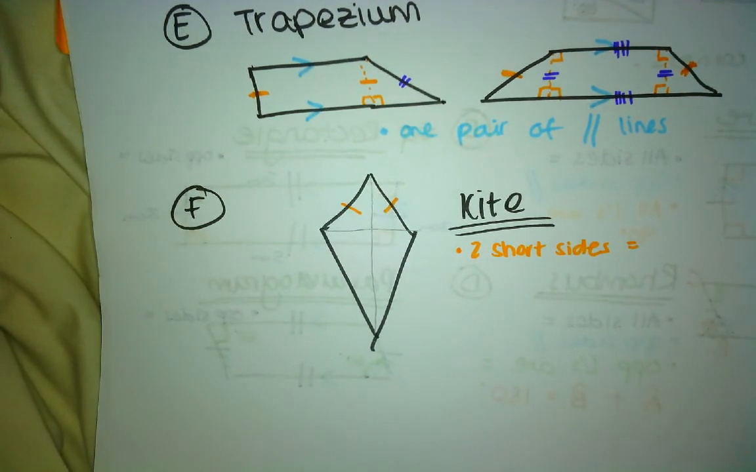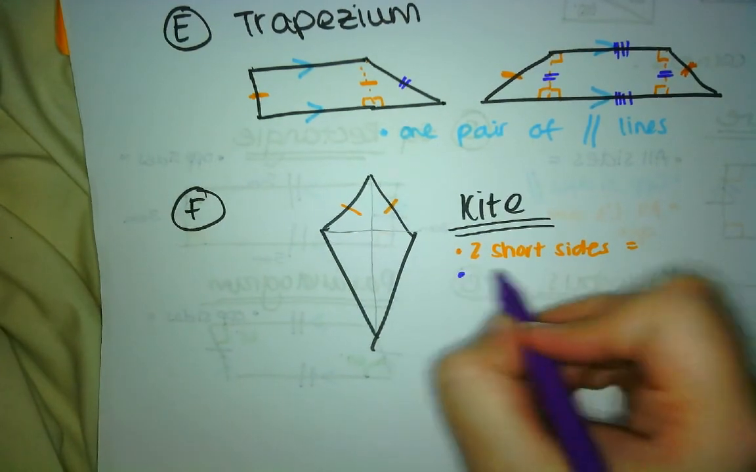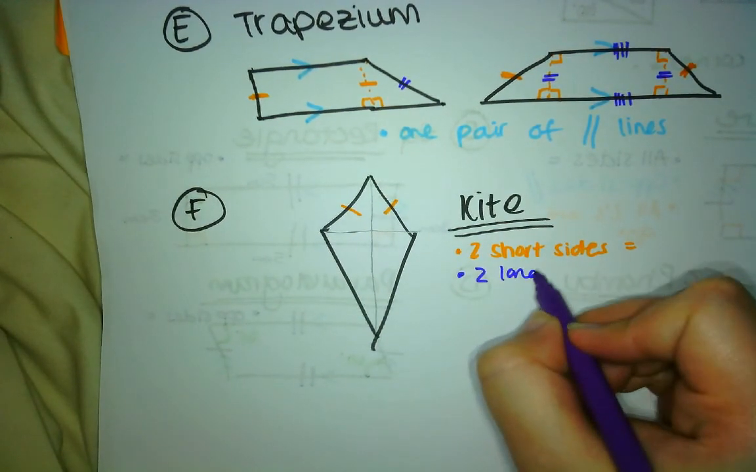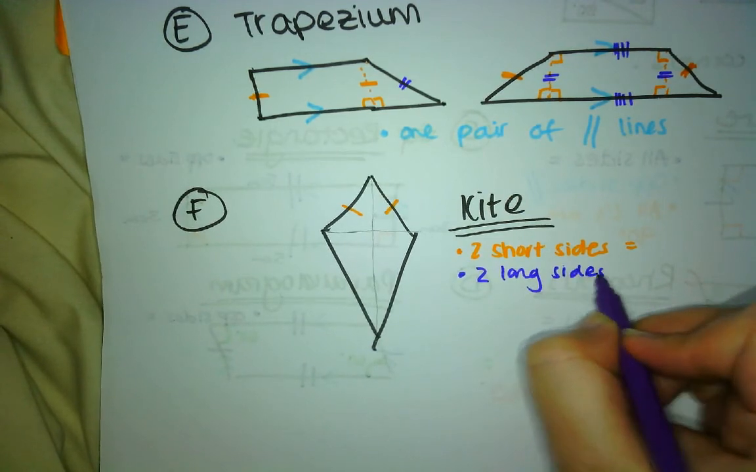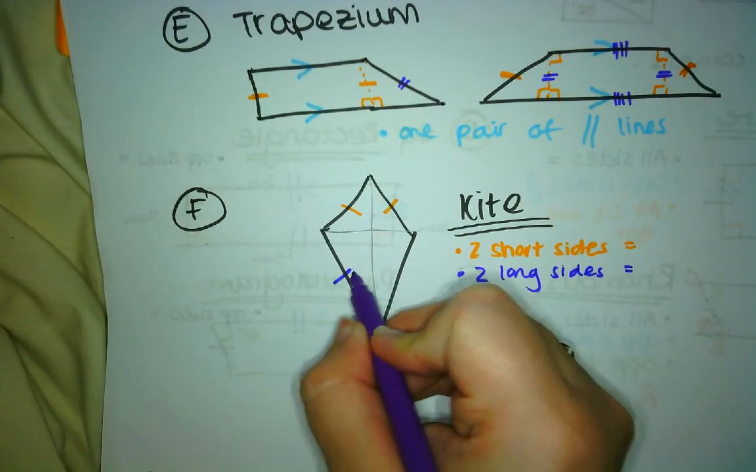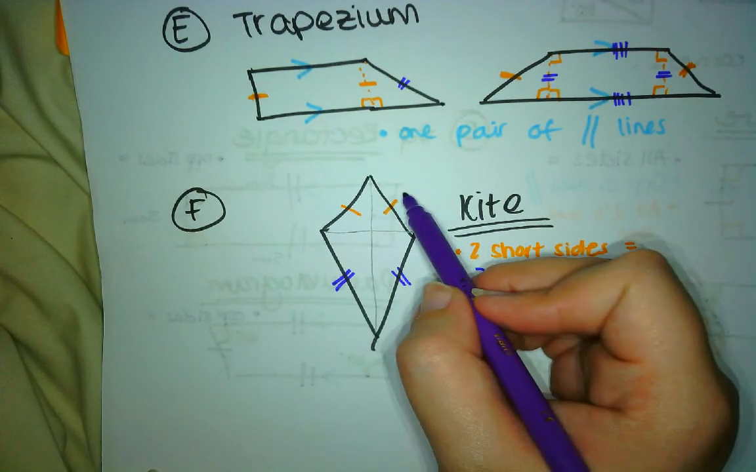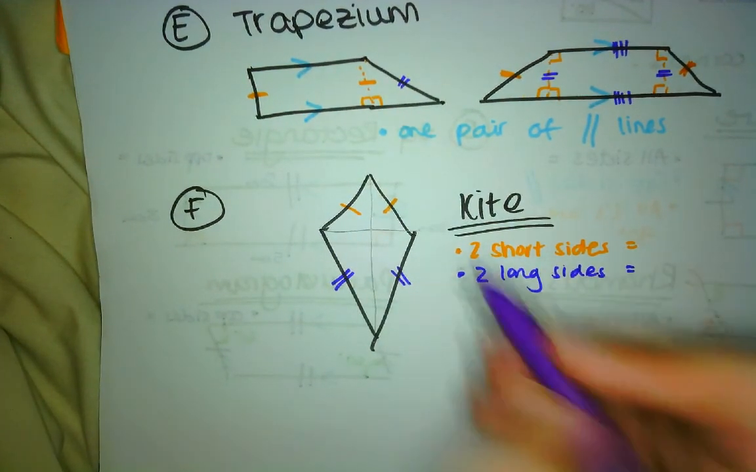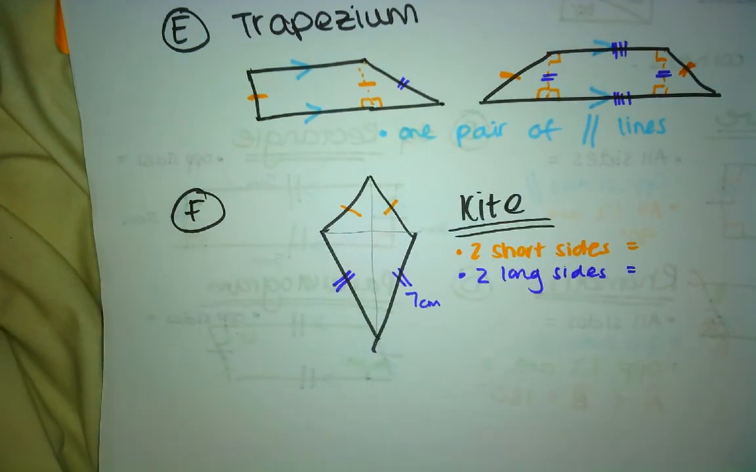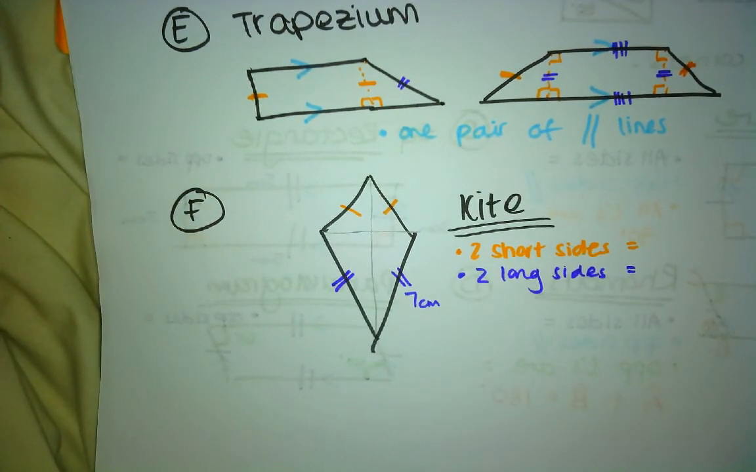Then we've got the two long sides are also equal to each other. So these two are the same length, but they're not the same length as that one because that one's shorter. So that can be like 3 and that can be like 7. So let's make this 7. And this one is 3.